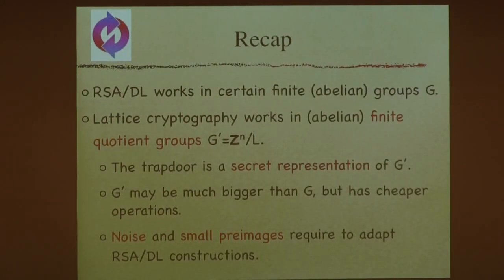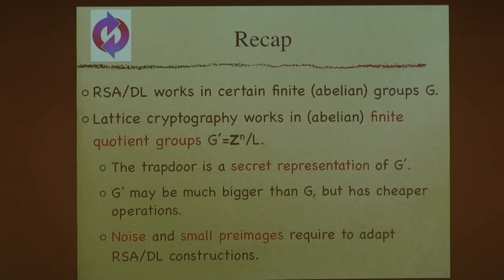There's one thing you should remember from this talk. RSA and discrete log cryptography work with certain finite abelian groups. And lattice cryptography works in different groups, quotient groups of the form integer vectors divided by some lattice. The trapdoor is, in some sense, a secret representation of this group. And remember that this group turned out to be bigger than the original group, but has cheaper operations.